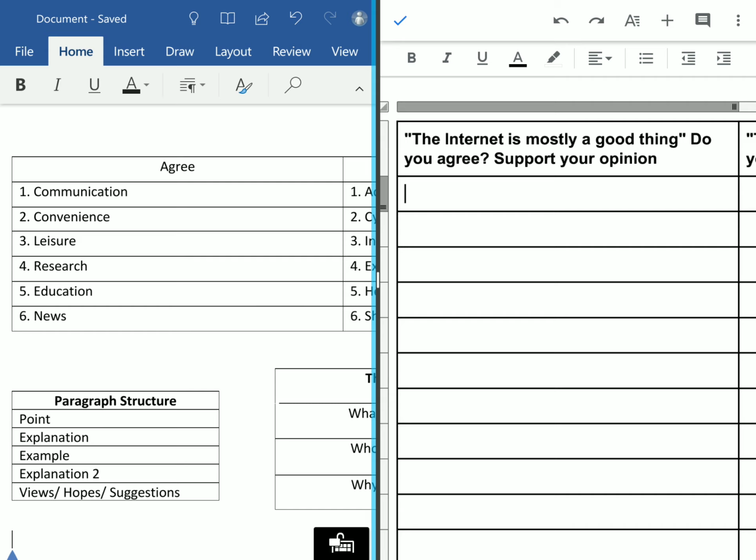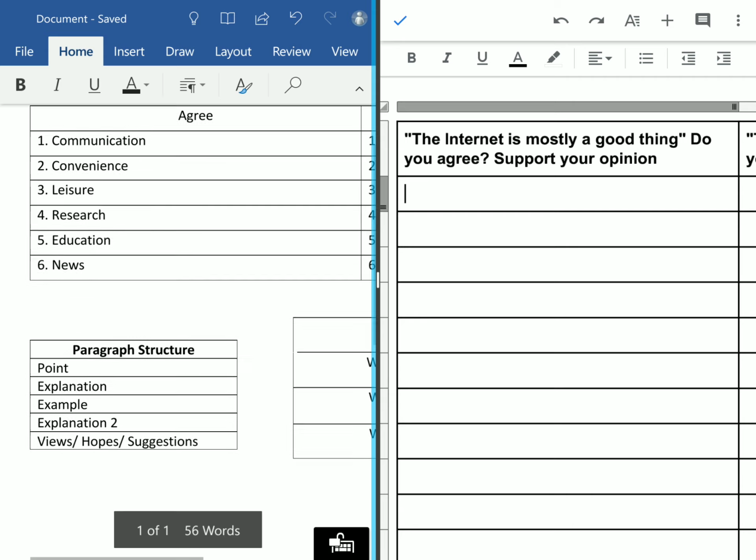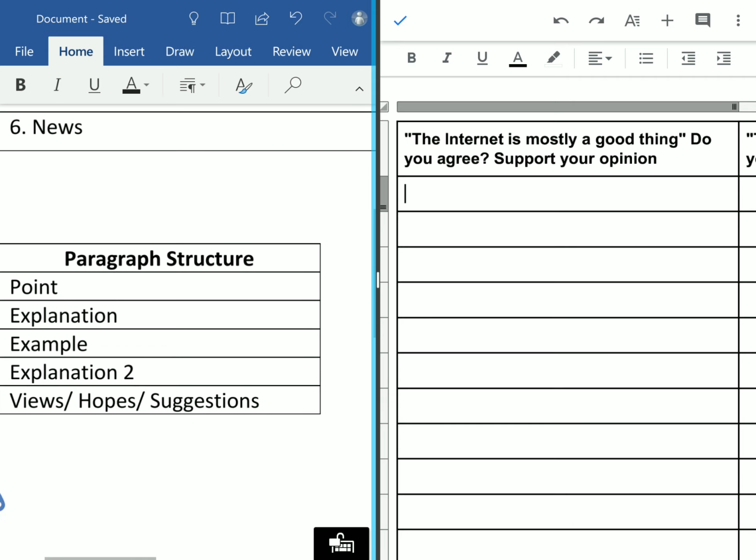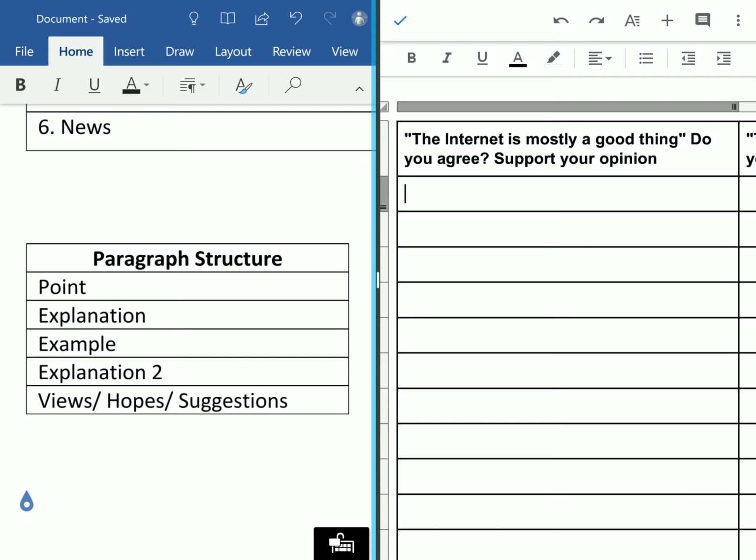Okay, now let's start with communication. As you can see, I have actually written down the paragraph structure for each and every paragraph. Of course, this is the basic, and over time you will see in our videos, I will modify this paragraph structure to show you more complex ones.